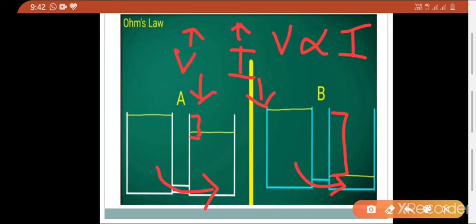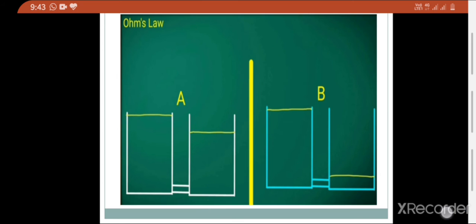By removing the sign of proportional here, we can write V equals IR, where R is the proportionality constant here, which is called resistance of the metallic wire. So this is Ohm's law. That is, if V will increase, I will also increase, and if V will decrease, that is potential difference will decrease, I will also decrease.